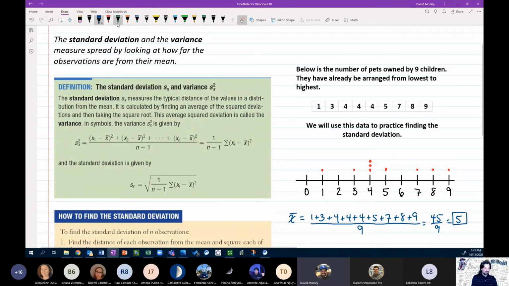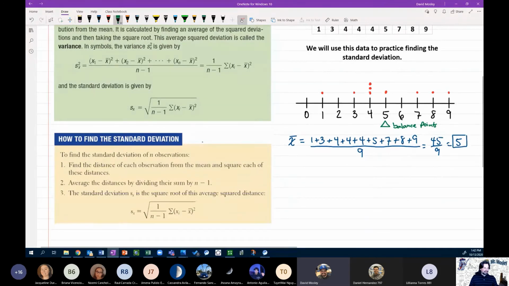Which also tells us that on this distribution, on the graph, we can consider 5 kind of the balance point. Right? So now we're starting to build all the data that we're going to need. We've got our mean. We can see where it is visually. We've got our balance point. Now that we have the mean, we start the steps here in how to find the standard deviation.